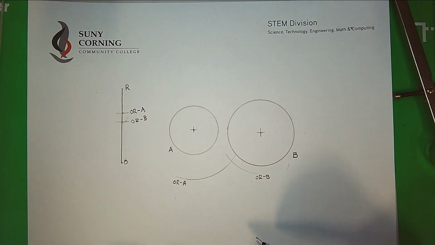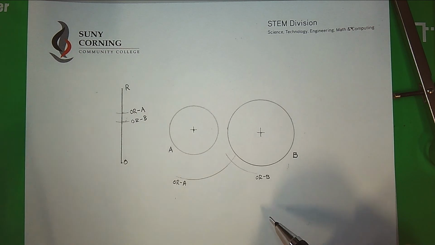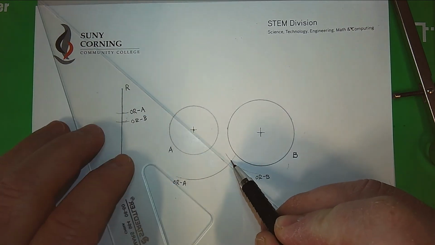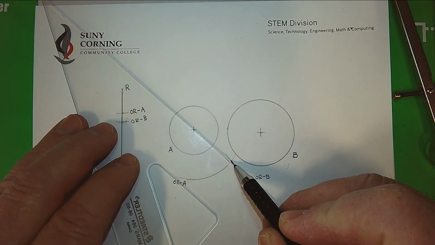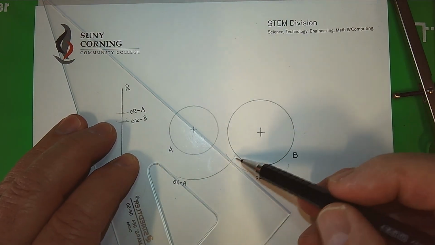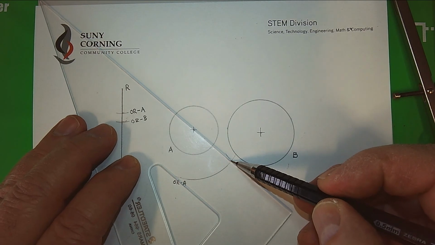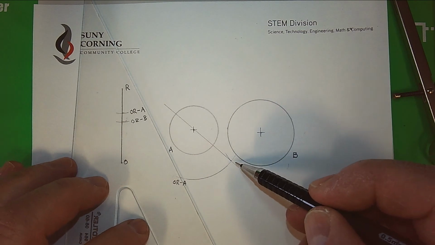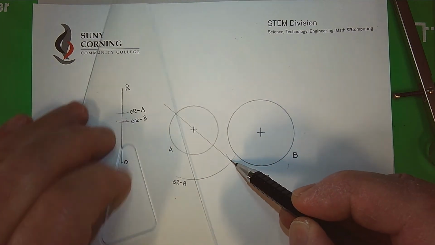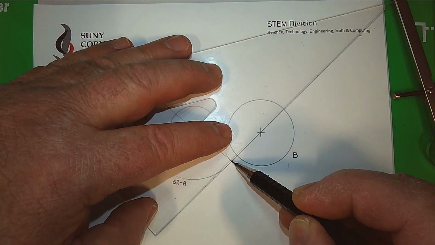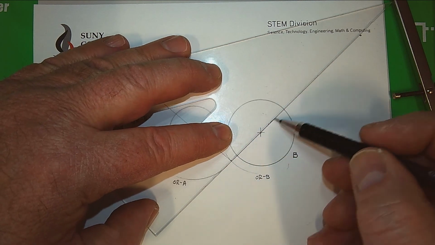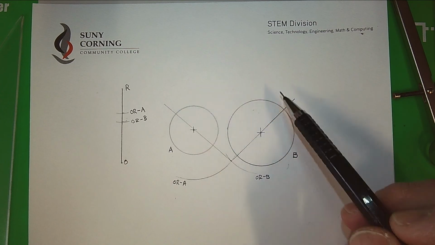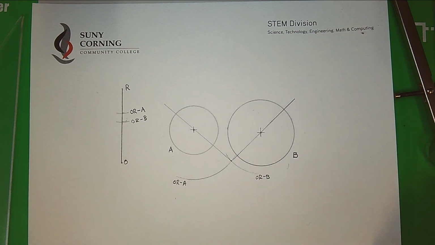Now we have to identify where our radius is going to be tangent. So what we do is we draw a line from the intersection of those two points completely through the circles. This should be a construction line, and it should go through the center of the circle all the way until it crosses the circle on the opposite side. Same thing for B. And those two lines identify where the start and the end of that radius will be.